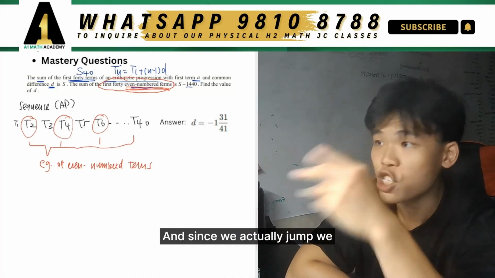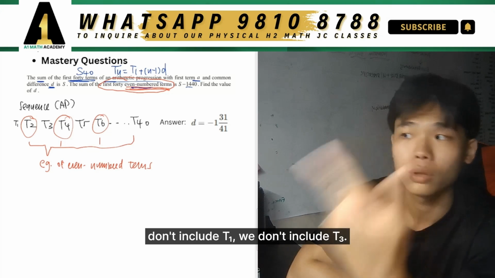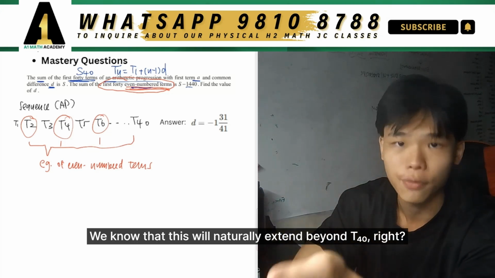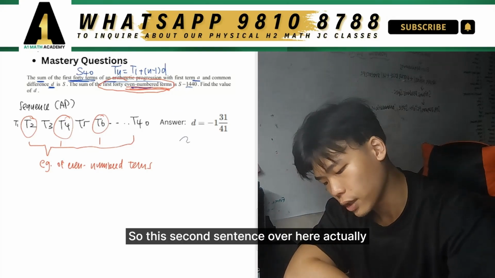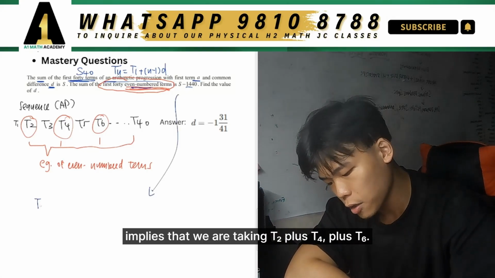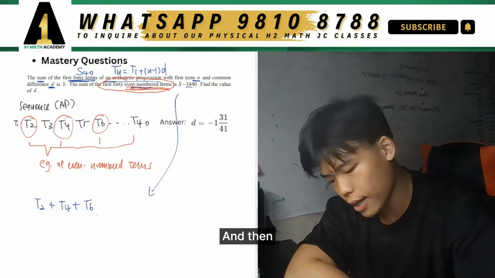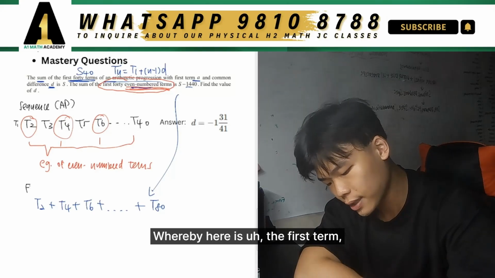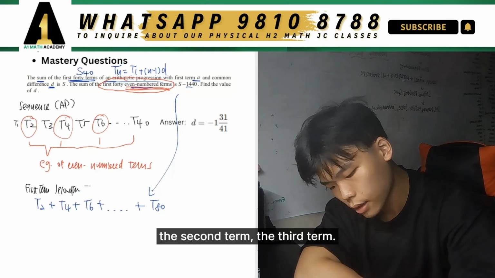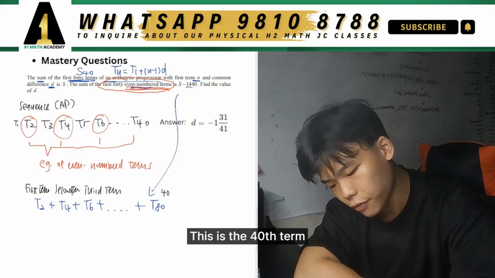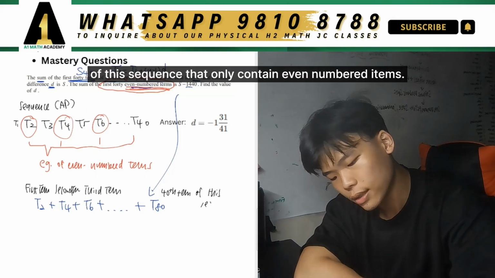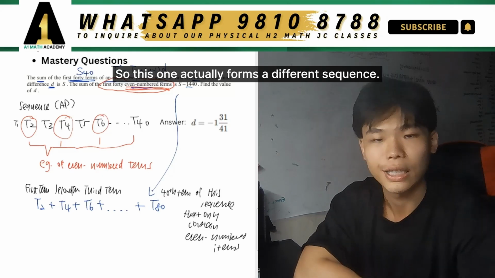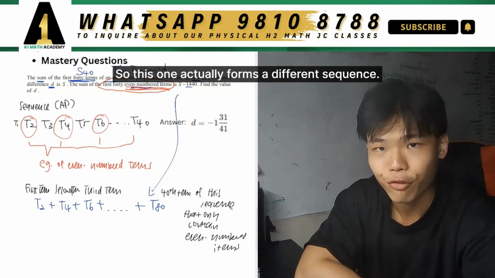And since we actually jump, we don't include T1, we don't include T3, we don't include T5, we know that this will naturally extend beyond T40, right? So this second sentence over here actually implies that we are taking T2 plus T4 plus T6, and then we are adding it all the way until T80, right? Whereby here is the first term, the second term, the third term. This is the 40th term of this sequence that only contains even numbered items. So this one actually forms a different sequence.